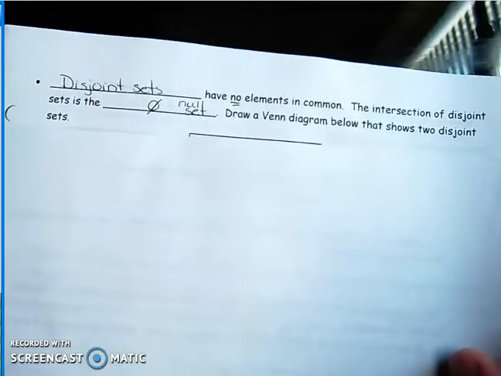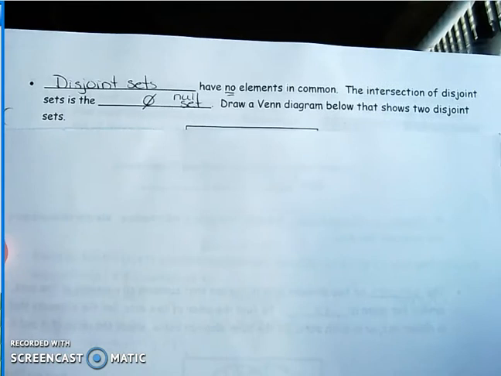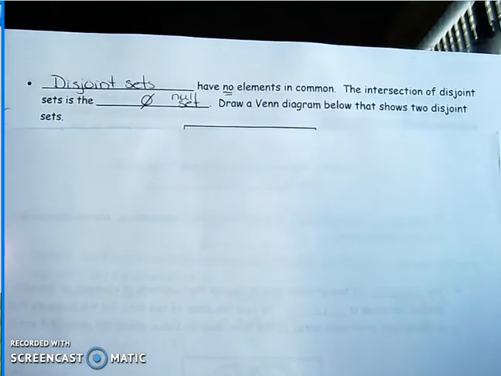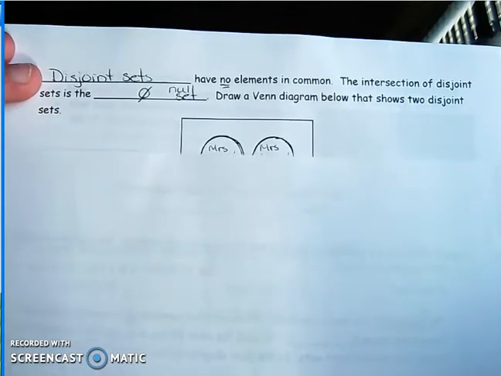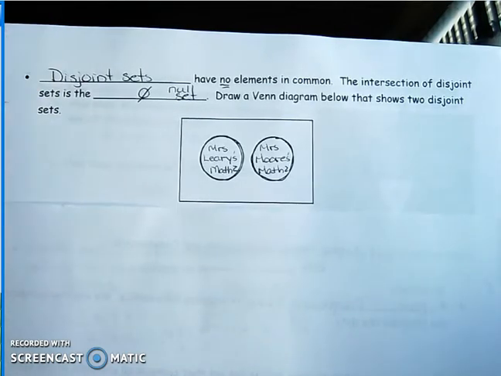Then we have what's called disjoint sets. Disjoint sets are sets that have nothing in common. The intersection would be the null set or the empty set. So it's just like a zero with a slash through it. There's no solution. In this case, a Venn diagram would be like this. An example is my Math 2 class and Miss Moore's Math 2 class. You can't both be in her class and in my class. You're in one or the other.